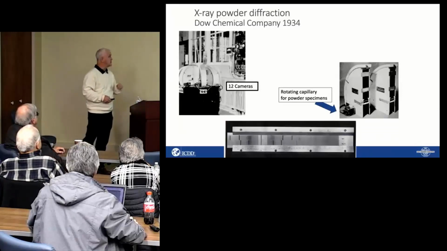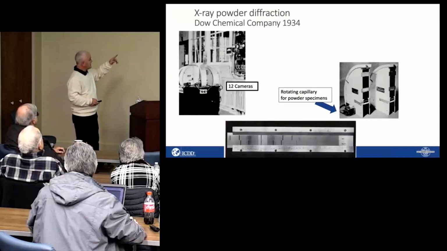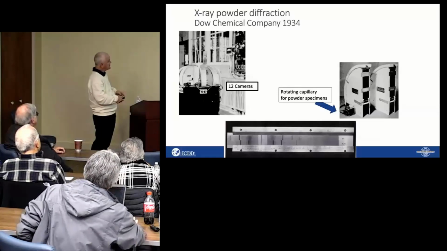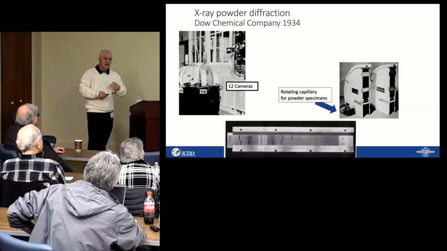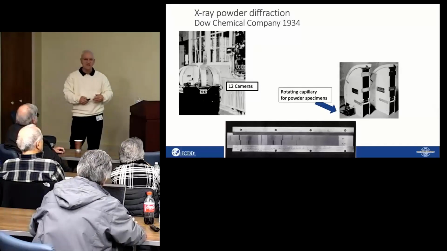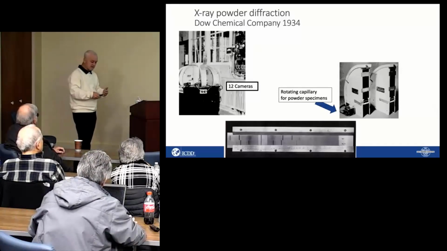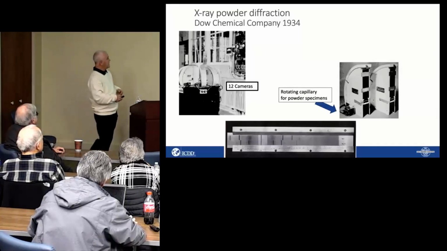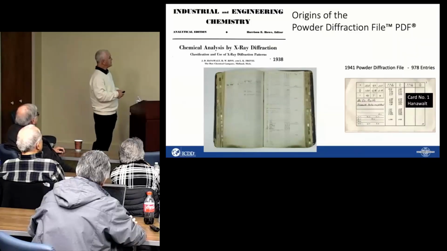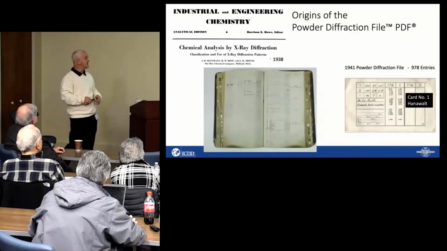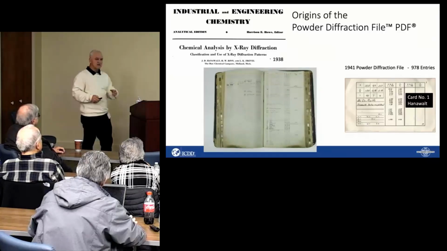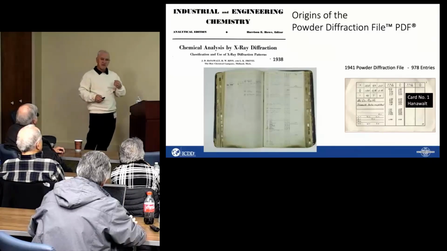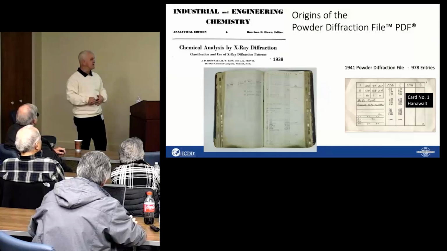This was a picture from 1934. And you can see the apparatus they had: 12 cameras around an X-ray source, 2 samples per camera, so they were collecting 24 diffraction patterns at any given time. And with this large amount of data, they started to put together really a diffraction database. This is a paper that was published by Hanawalt, Rinn, Frevel in 1938, and it was not just a series of diffraction patterns, about 1,000 patterns were published, but it was a methodology for how to do phase identification.